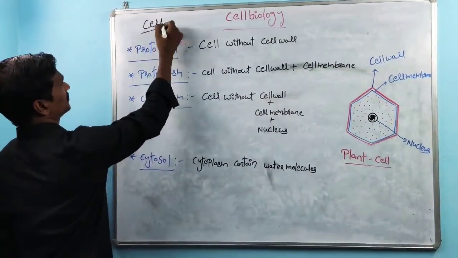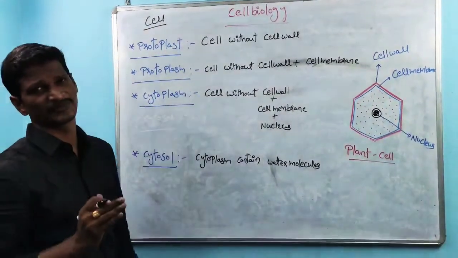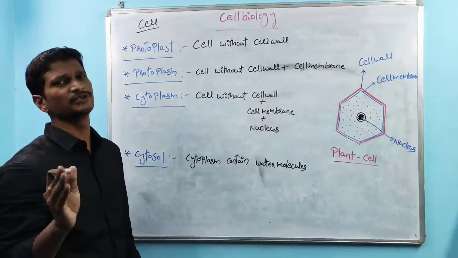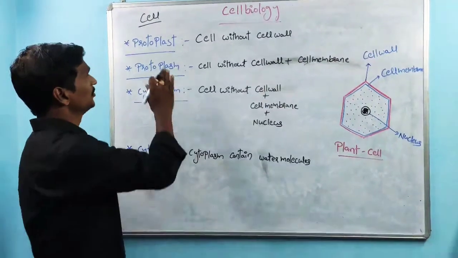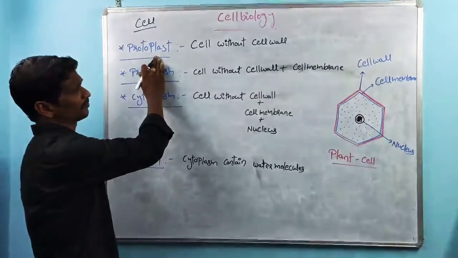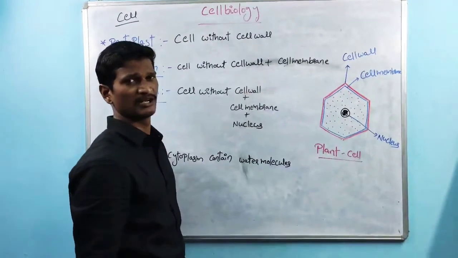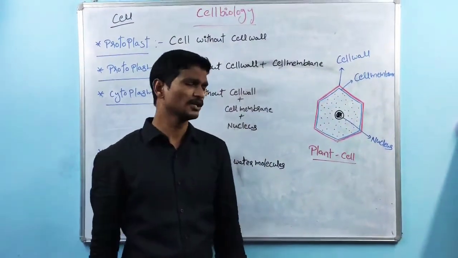In the first class, we have already discussed what is cell. Cell is the structure and function of the life. Cell is the basic unit of the life, right? After that, protoplast. What is protoplast? Cell without cell wall is called as protoplast.